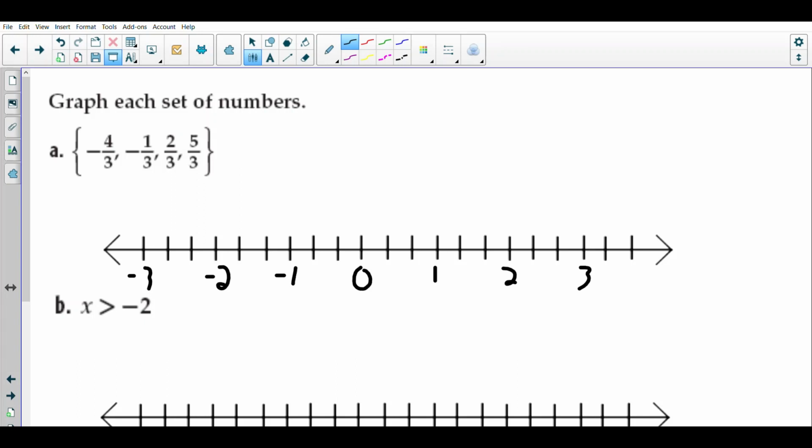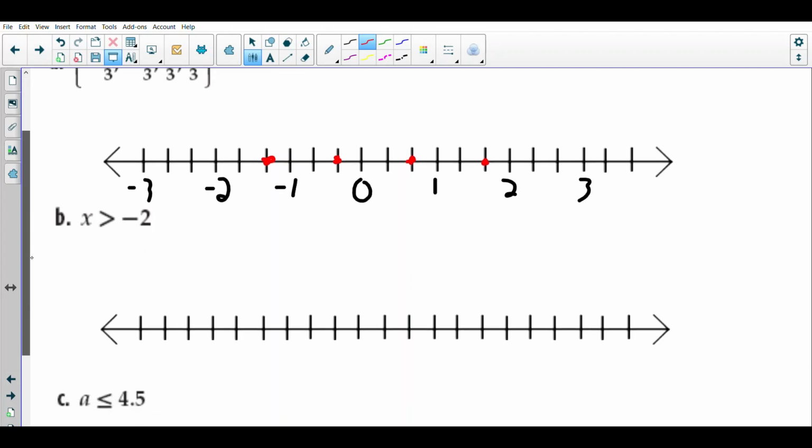So negative 4/3, that's negative 1 and 1/3. So my first point is right there. Negative 1/3, 2/3, and 5/3. There we go. Then the next one, x is greater than 2.